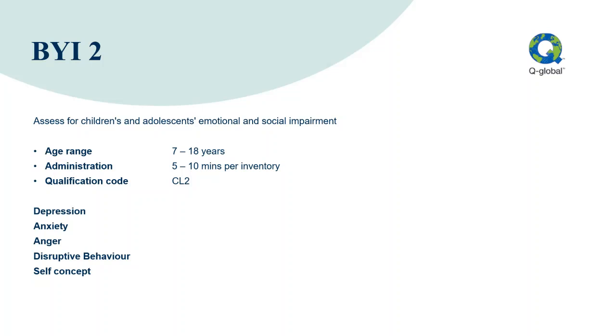And then finally, oh no, 2 more. You've got the Beck Disruptive Behaviour Inventory, which includes items related to behaviours and attitudes associated with conduct disorder and defiant behaviour. For example, I like to hurt animals. I like it when people are scared of me.